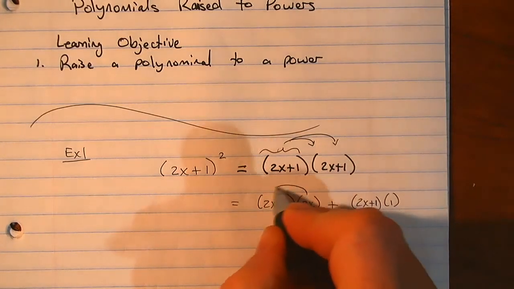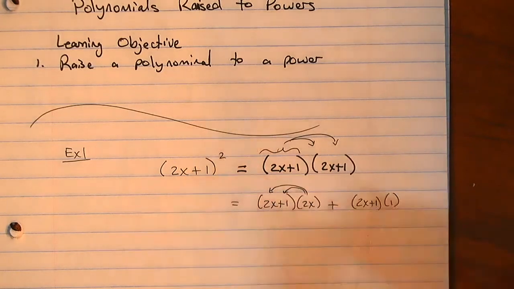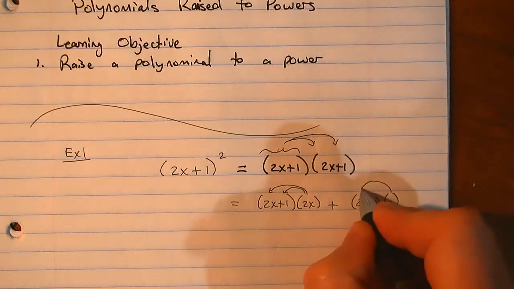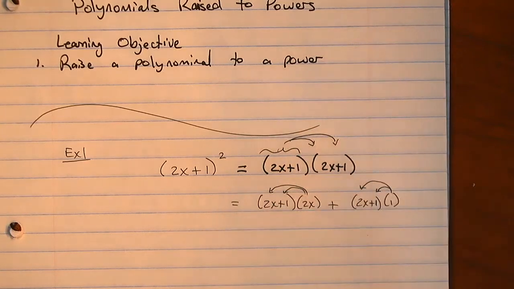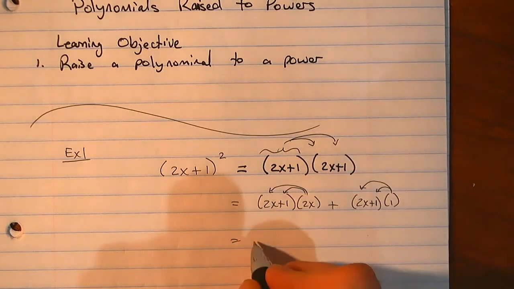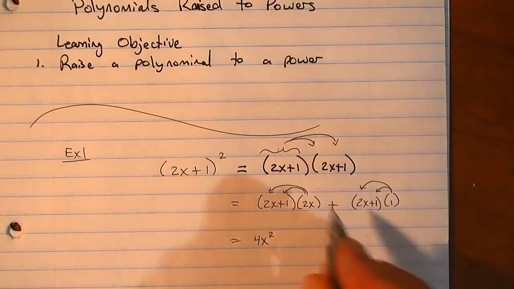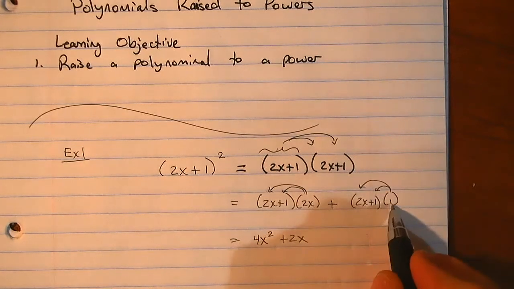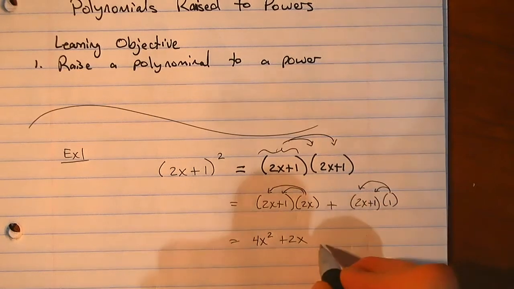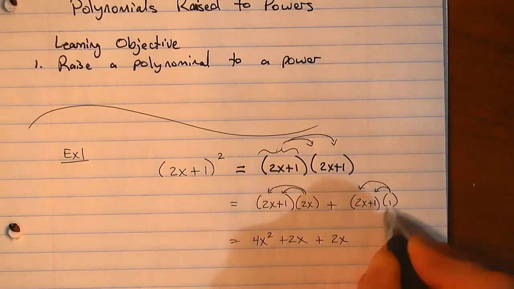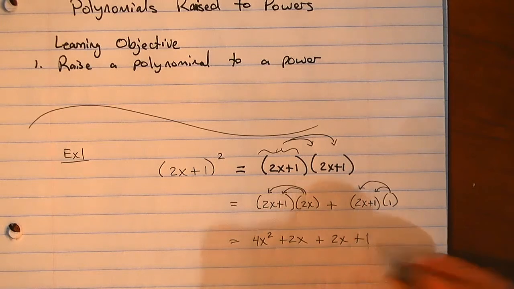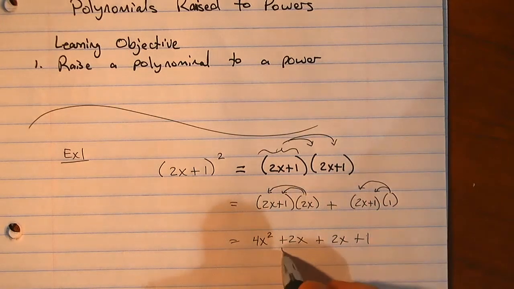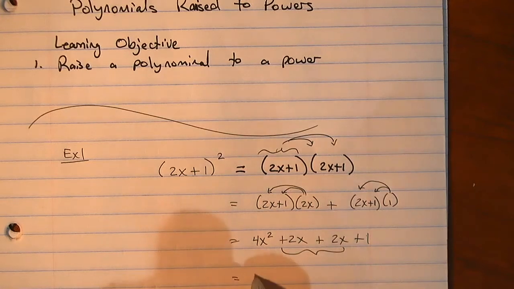Now for the second half, I'm going to distribute the 2x into those parentheses, and I'm going to distribute the 1 into these parentheses. So a 2x times 2x gives me a 4x squared. A 2x times 1 is 2x. And then when I distribute 1, well, anything times 1 is just itself. So I'm going to get a 2x when I distribute it here, and 1 times 1 is just 1. Now I can combine together my like terms, and I've got my final answer. And so this is the basic process.